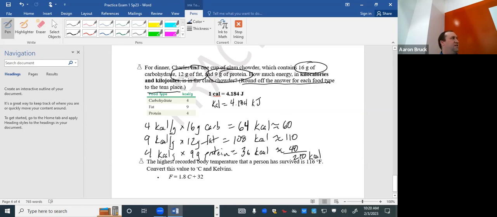The first part of that problem asked us how much energy in kilocalories would we get from this one cup of clam chowder. And boy, isn't that dense. 210 calories out of a single cup of soup. That's pretty nutritionally dense.